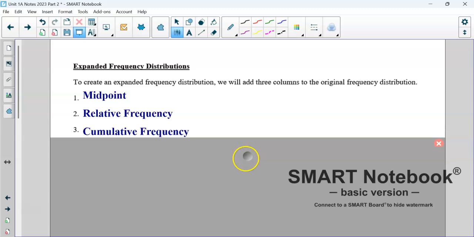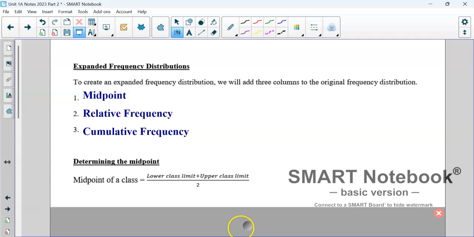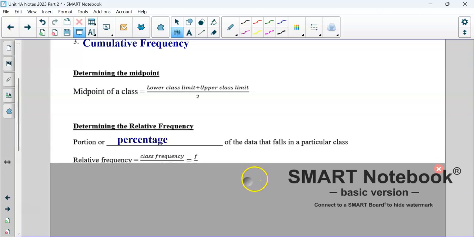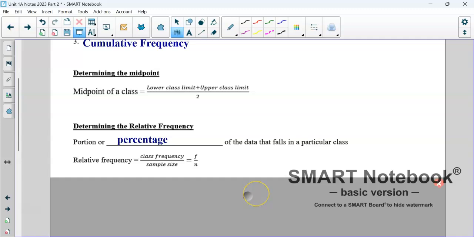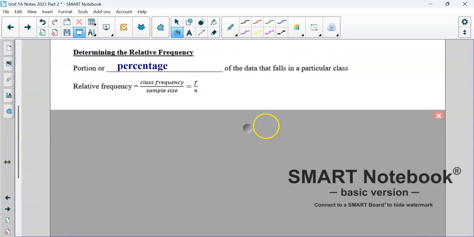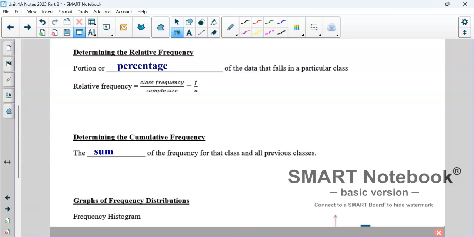So we have the midpoint, the relative frequency, and the cumulative frequency, which I just introduced in that chart. So the midpoint, you take the lower class limit plus the upper class limit and divide by 2, like any other midpoint. And then the relative frequency is a percentage, which we just did. So frequency divided by the size. Again, we just did that on the previous chart. And then cumulative is we just add them up. All right?